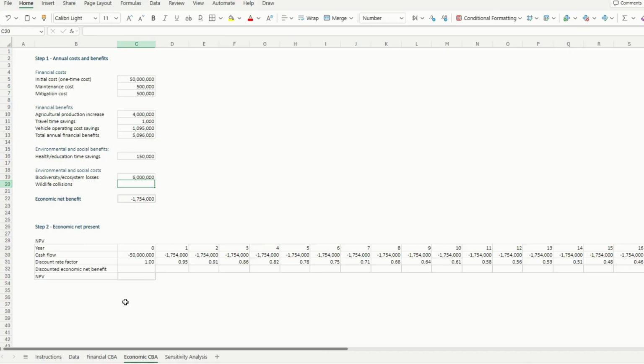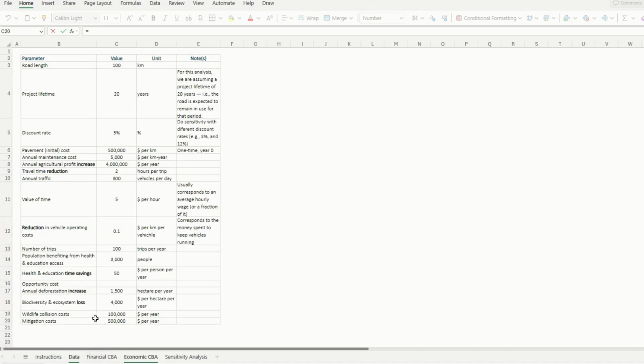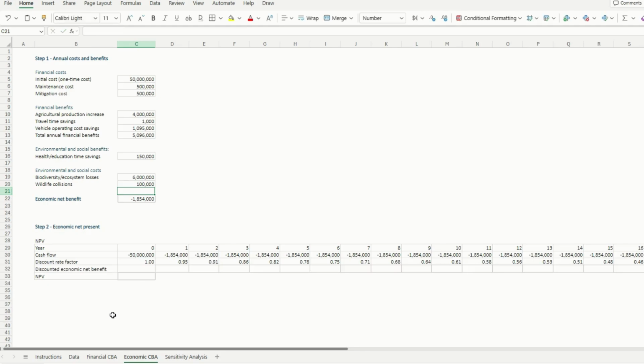And the final economic cost is the wildlife collisions. Faster traffic increases collision risk. For the sake of the exercise, we include this as a cost, though in practice you need good empirical data to justify it. This is usually difficult to include in a real analysis. Let's go back to the data set and copy the wildlife collision cost.